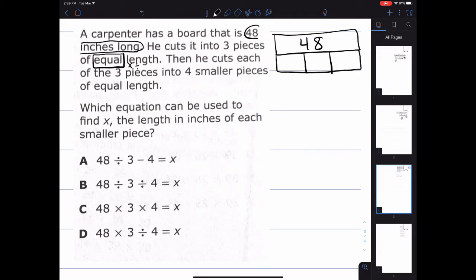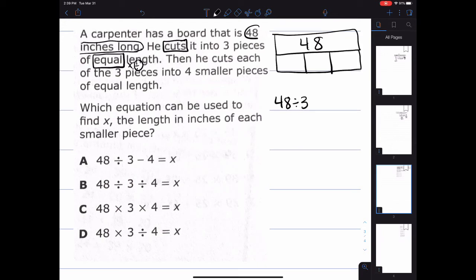Now, I have to think, am I putting groups together or am I breaking them apart? Well, it says that I am cutting those pieces into 3 pieces. So I broke it apart. So now I know that instead of multiplication, Ms. Hernandez is going to divide. So the first thing I'm going to do is take my 48 and divide it into 3 equal groups.